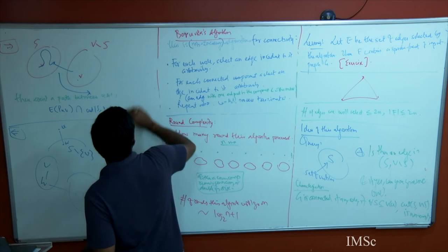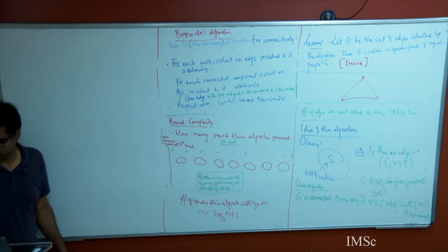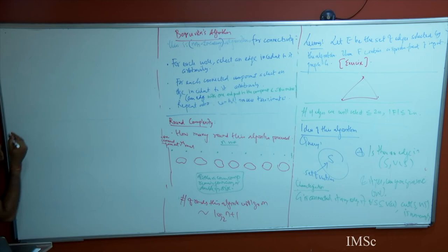So to implement this algorithm, I am going to introduce what is called the signed vertex edge incidence vector. And you will see why I'm going to use this. You will see in a minute why I'm going to do what I'm going to do now.